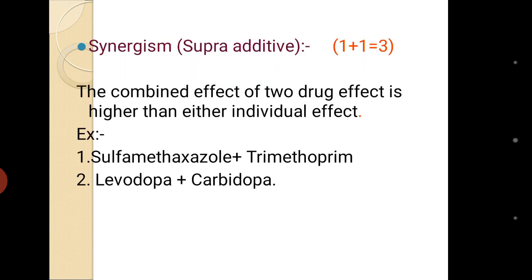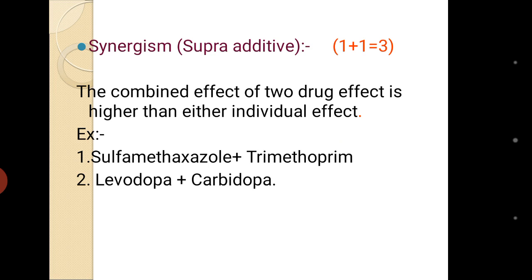Next type is the supraadditive effect. Here, in case of summation and additive, if you look at it mathematically, 1 plus 1 is equal to 2, but here 1 plus 1 is equal to 3. That means, whatever effect you take from each individual drug separately, when the two drugs are given combined, the combined effect will be more than the individual effects. Okay, that's what is explained here.